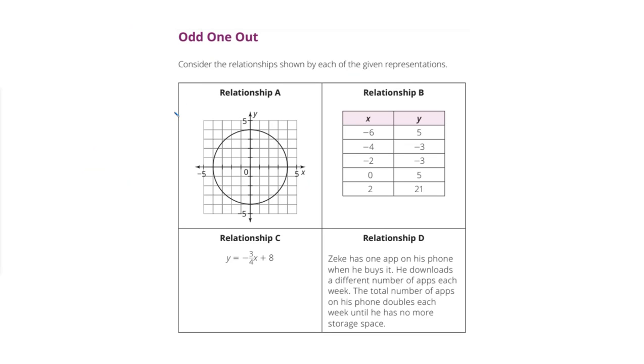So for this one, I want you to look and see which one is the odd one out. And can you tell me why you think it's the odd one out? If you chose relationship A, you're correct. It's the only one that's not a function. If you chose relationship B, it's the only one with a changing rate of change, so you're right. If you chose relationship C, it's the only one with a decreasing value as you're going left to right.